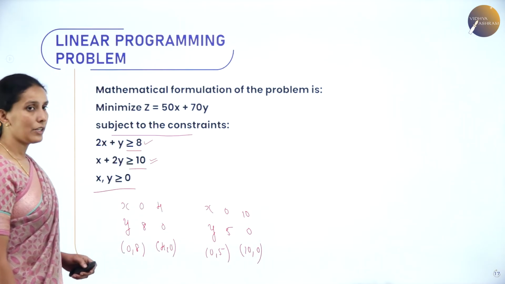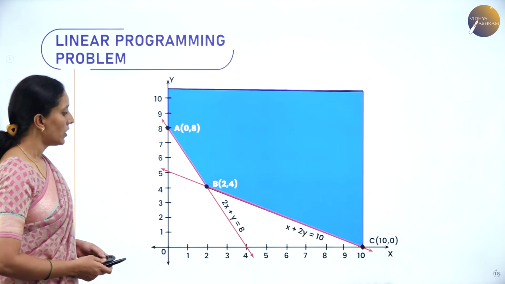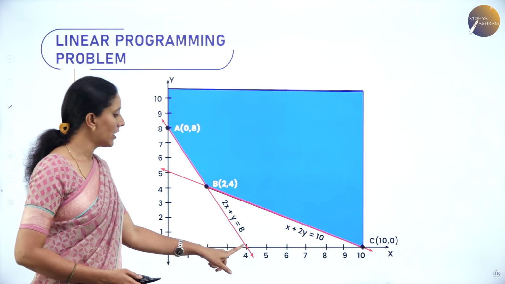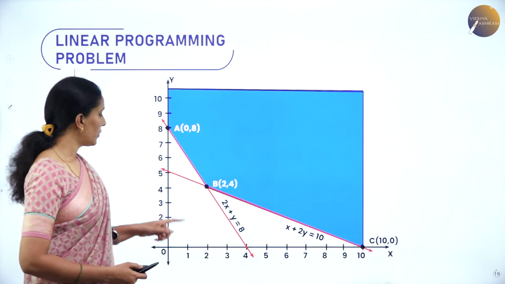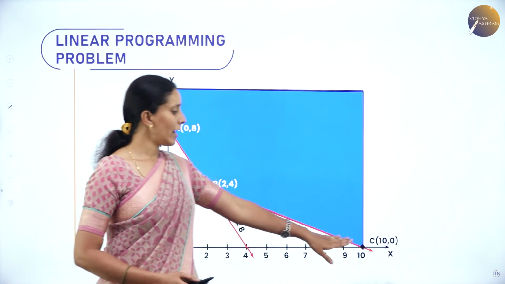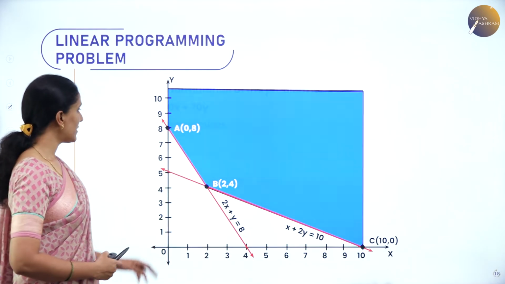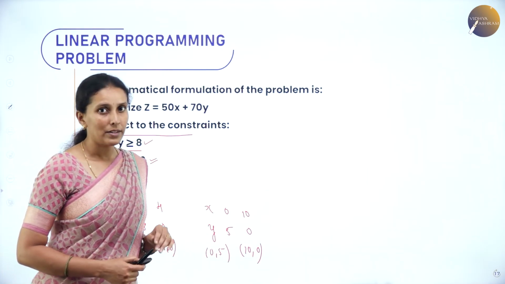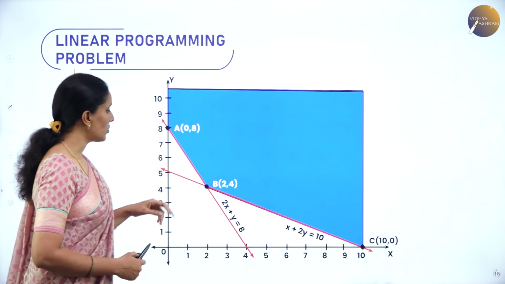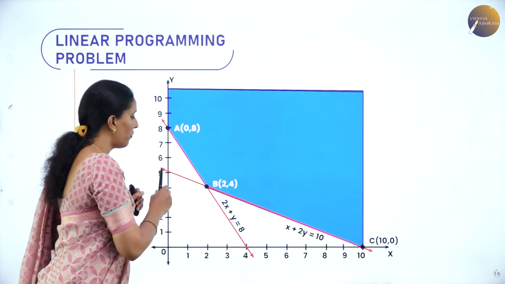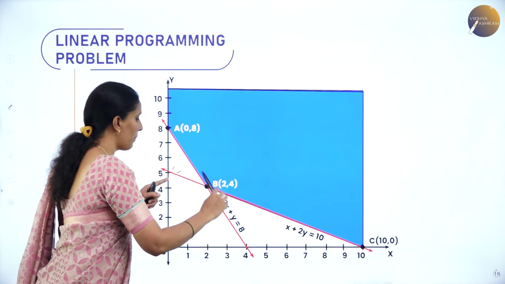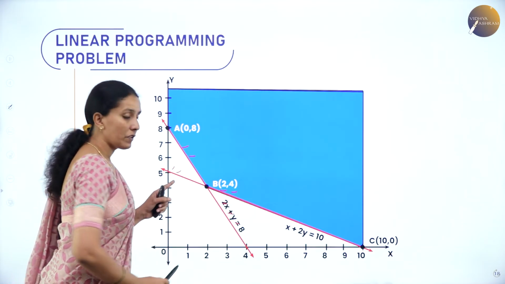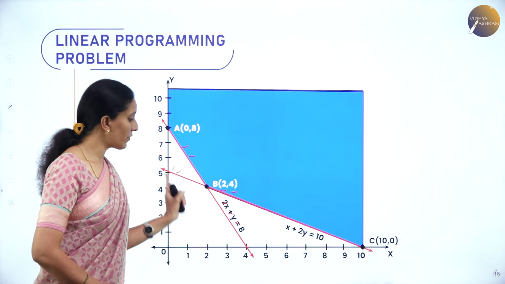Let's see the first line, 2x plus y is equal to 8. The coordinates are 0, 8 and 4, 0. For the second one, we have 0, 5 and 10, 0. And clearly we see that greater than or equal to means the region for both the lines will be above the line. So, for this line the area will be above it, and for this line also the area will be above it. But which is the common region which can satisfy both the lines?